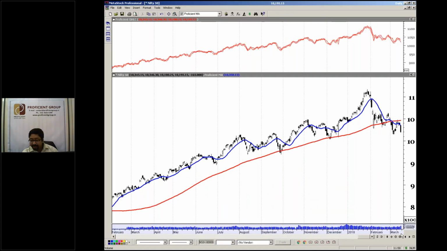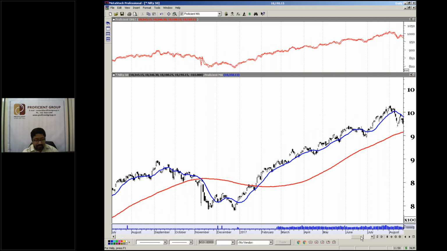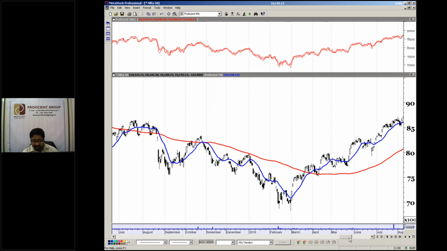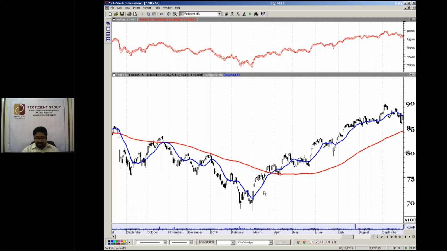I've plotted it along with Nifty. So you can see here the entire bull market that started way back in February or March 2016. The blue moving average is the short-term moving average, the 13-day moving average, and the red moving average is the longer-term 100-day moving average. You can see there is a crossover in the third week of March 2016, a bullish crossover, where the short-term moving average goes above the longer-term moving average.